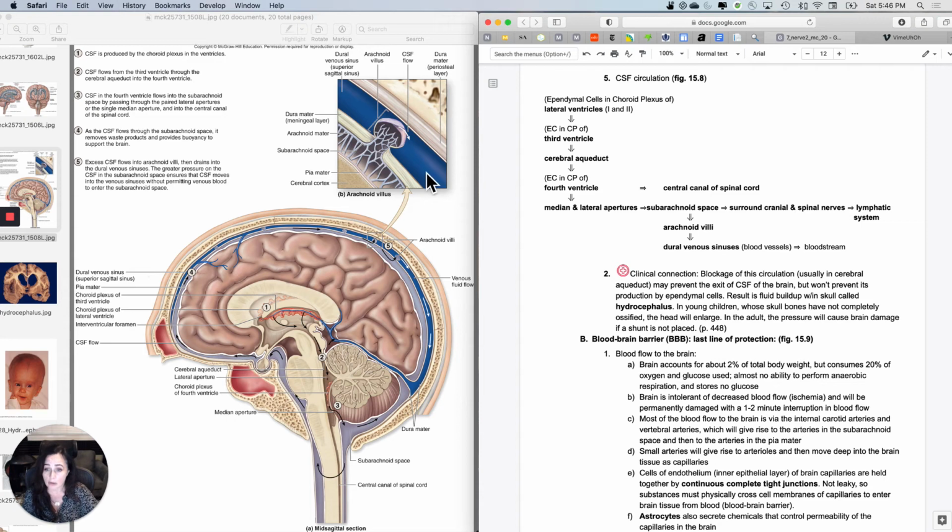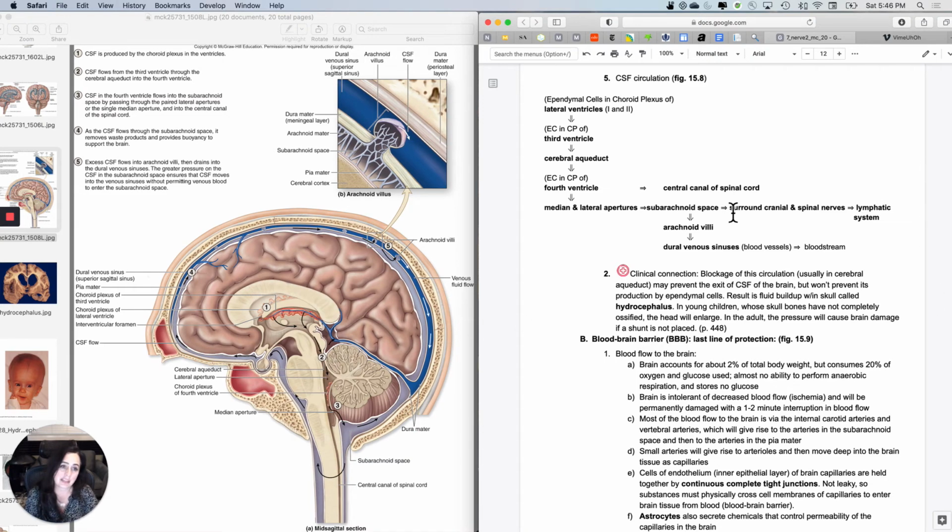And really where back into the bloodstream? Into those dural venous sinuses. This one is the superior sagittal sinus, but there are others, straight sinus, transverse sinus, all of those. Okay, and then it went from the bloodstream where I took it all the way back into the bloodstream.